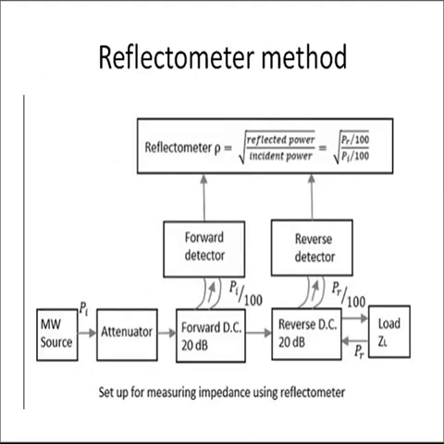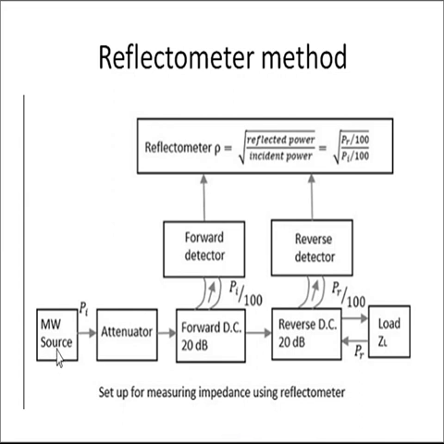Next, we are going to see how to measure the unknown impedance using the reflectometer method. Here we use a reflectometer for measuring the unknown impedance value. For this, first we need to know the value of the reflection coefficient, which will be indicated by the reflectometer. We measure the reflection coefficient using the characteristics of the incident and reflected signals, and then from that reflection coefficient the impedance value can be measured. This is the total setup for measuring the reflection coefficient value.